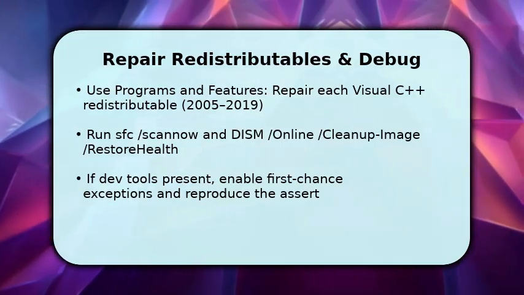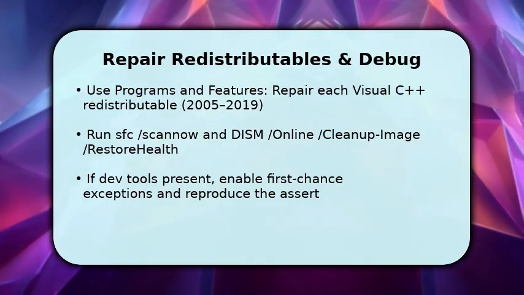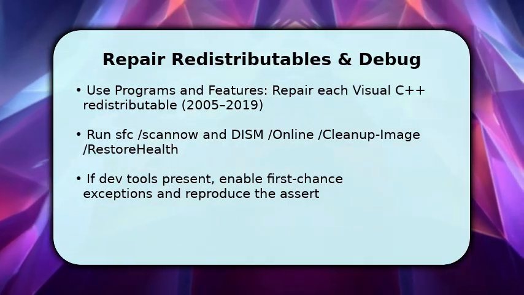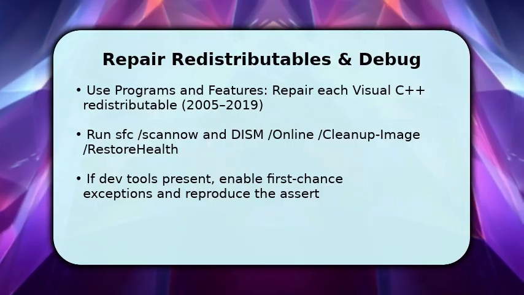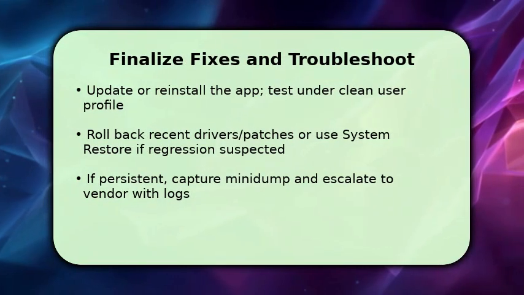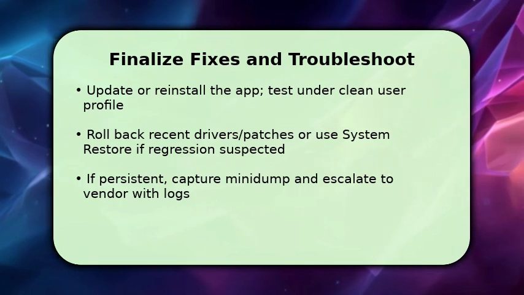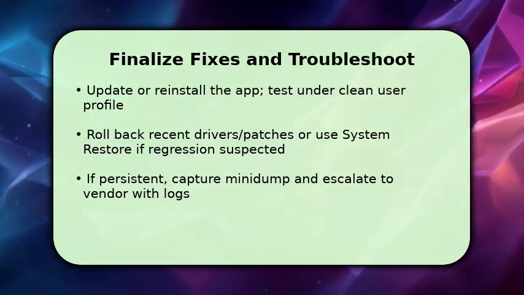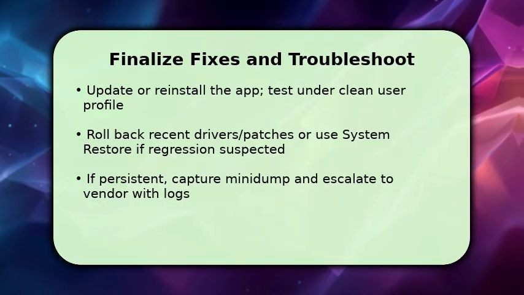If you have development tools installed, enable first chance exceptions in the debugger and reproduce the assert to see the failing call. You finish by updating the application and retesting. If that fails, perform a clean reinstall under a new user profile to rule out profile corruption.